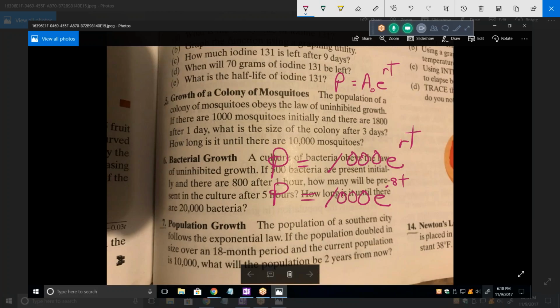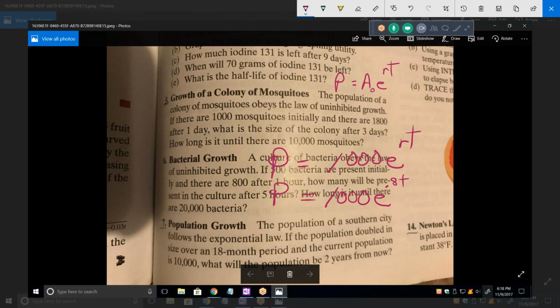Mm-hmm. Obviously, if I make t in hours, it changes everything, but particularly r. Okay. So what's the size of the colony after 3 days? Let me put that in my calculator. Hold on a second. I didn't do that right. Did I? Yes, maybe. No, I didn't. Hold on a second.